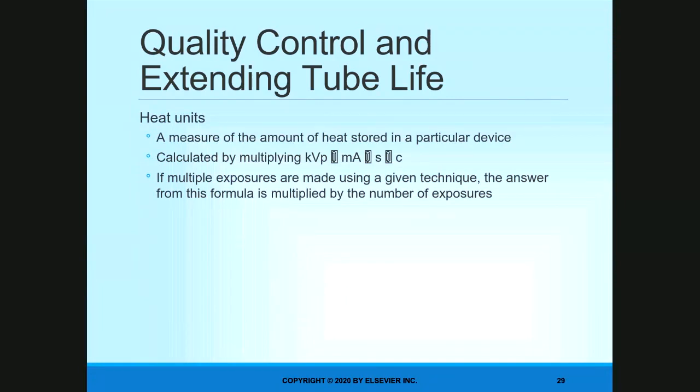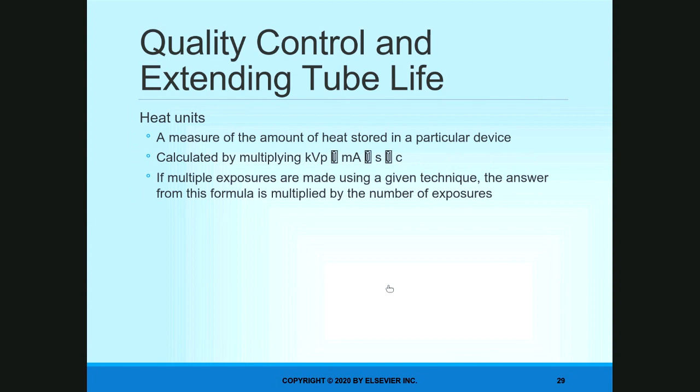All right, heat units. Heat units is basically a measurement of the amount of heat that's stored in a particular device. For the X-ray tube, there's actually a formula to calculate heat units. Now, these should be multiplication symbols, though they're not showing up. So you multiply kVp times mA times time times a coefficient.